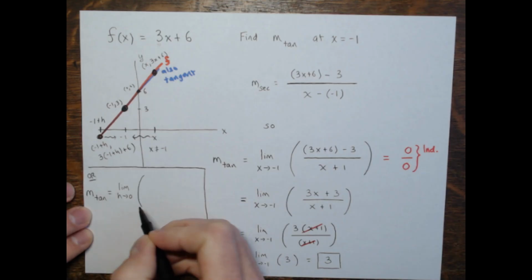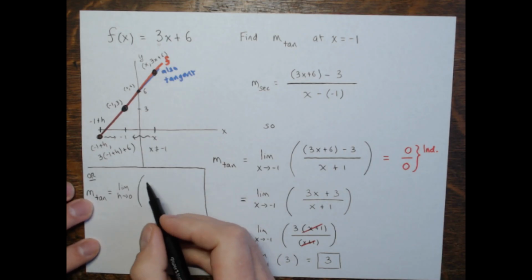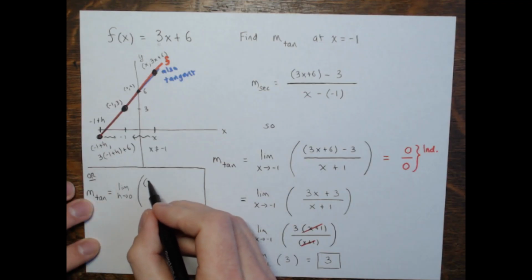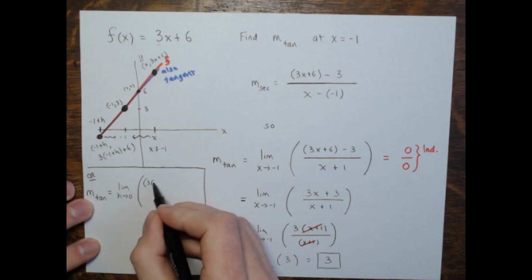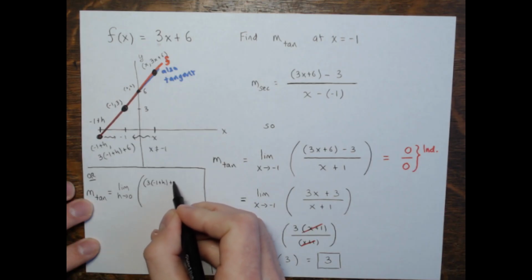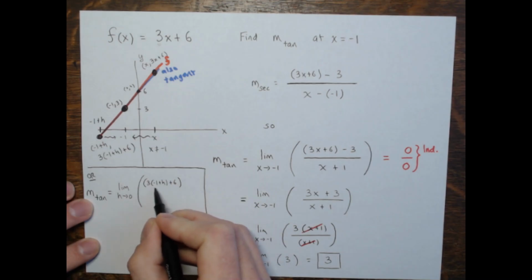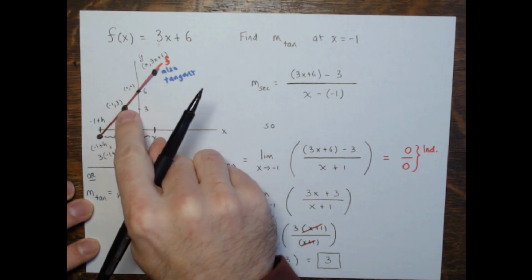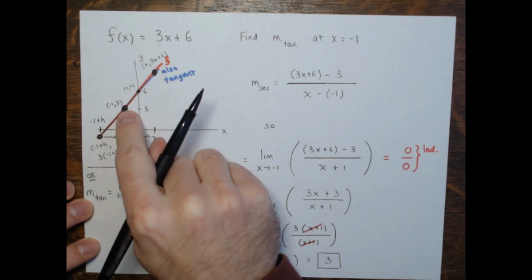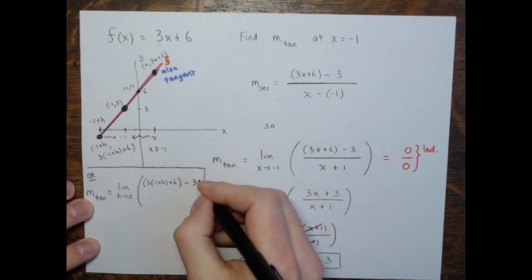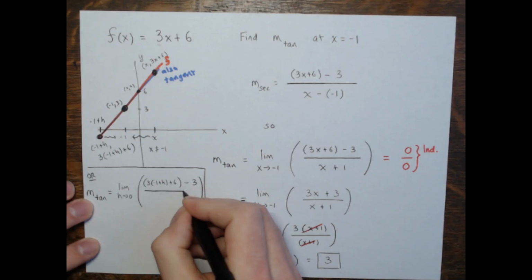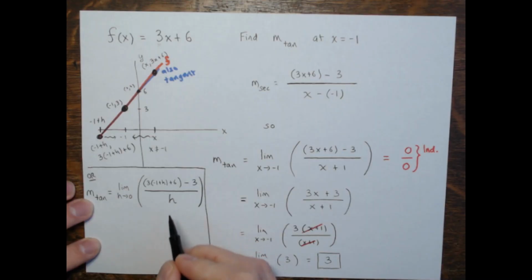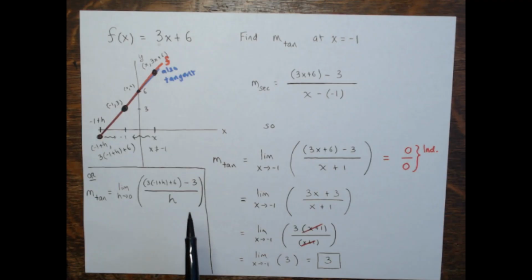And to do that, I need h to approach 0. So it's the limit as h approaches 0 of the value of the function at -1 plus h, so 3 times -1 plus h plus 6, in parentheses, minus the value of the function at -1. So again, this point and this point, which is 3. That's all in the numerator, and then divided by -1 plus h minus -1, or just h. Again, just the horizontal change in the denominator.